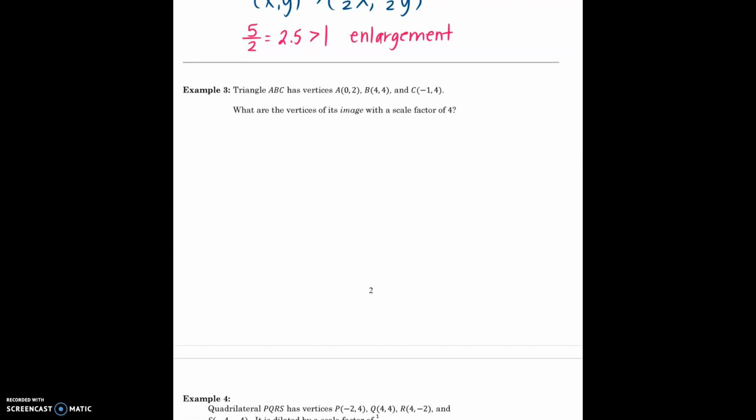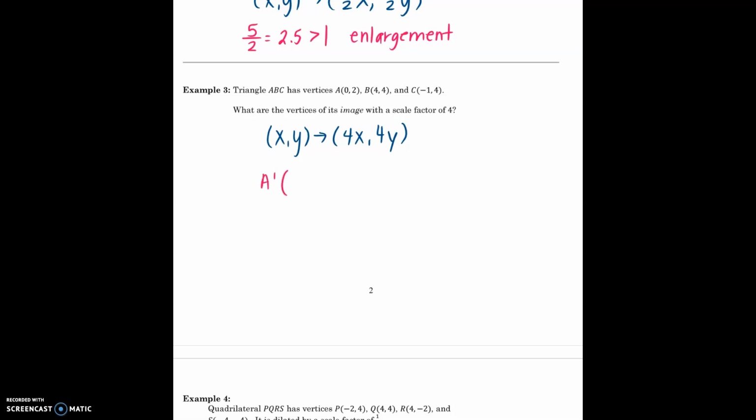For example 3, we have triangle ABC with vertices A (0, 2), B (4, 4), and C (-1, 4). What are the vertices of its image with a scale factor of 4? Because our scale factor is 4, we're going to follow the rule (x, y) arrow (4x, 4y). For each of our vertices in the pre-image, we multiply both the x and y coordinate by 4 to find the coordinates of our image.